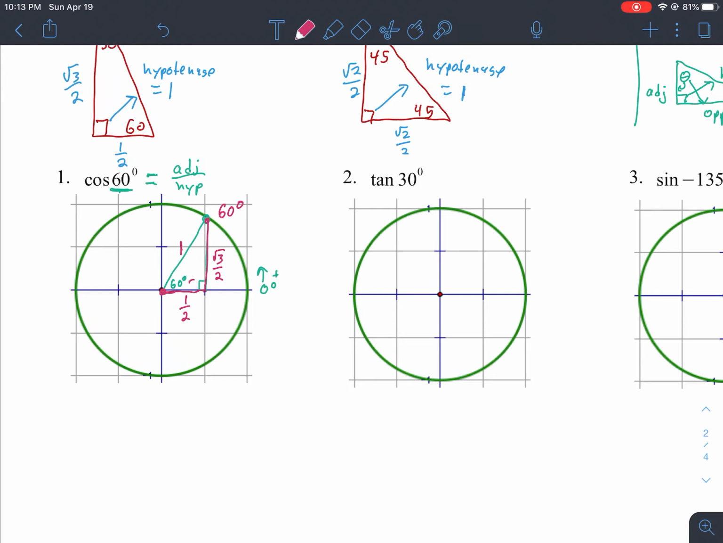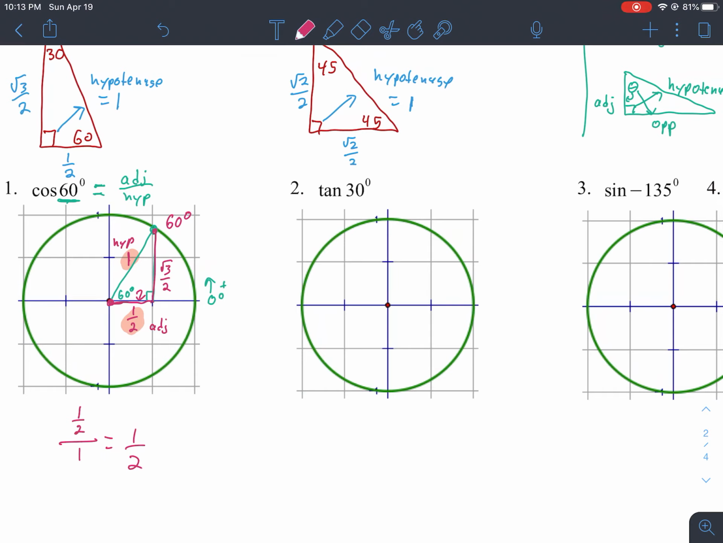So the side adjacent to 60, touching 60, is a half over the hypotenuse. So that's my adjacent side, that's my hypotenuse. So what's a half divided by 1? A half. So at 60 degrees, the cosine ratio is a half. And that'll be very useful for finding missing sides and angles a little bit later. So that was fun. Okay, so that's our answer, a half.